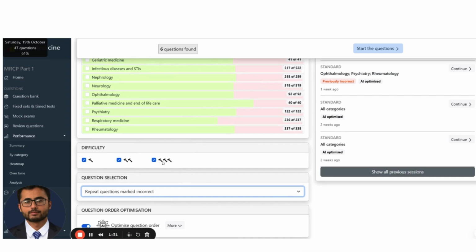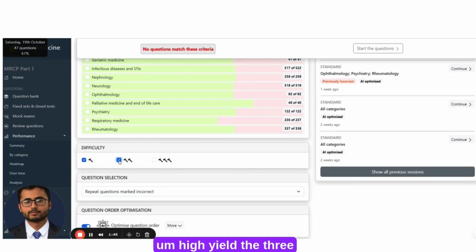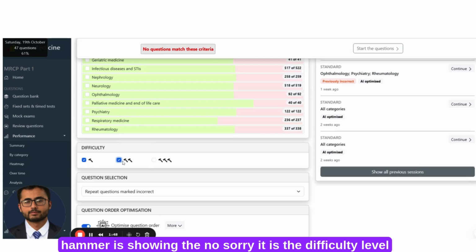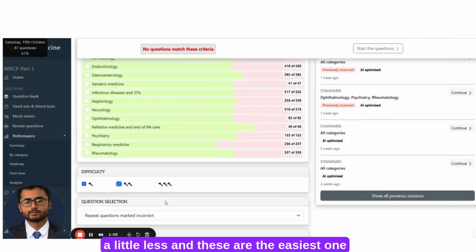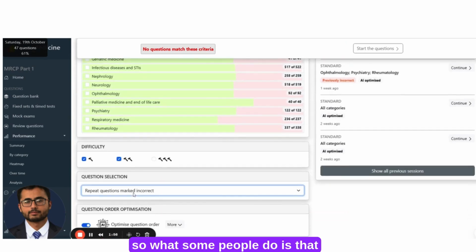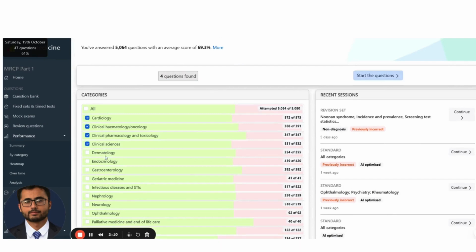So I'm going to choose cardiology, and let's see. Repeat questions marked incorrect, and this is showing the high yield. The 300 is showing the, no sorry, it is the difficulty level. These are the most difficult, and these are a little less, and these are the easiest ones. Some people begin with the easiest questions. I used to do the easier and the moderate ones first, and then I used to do the hardest ones last.